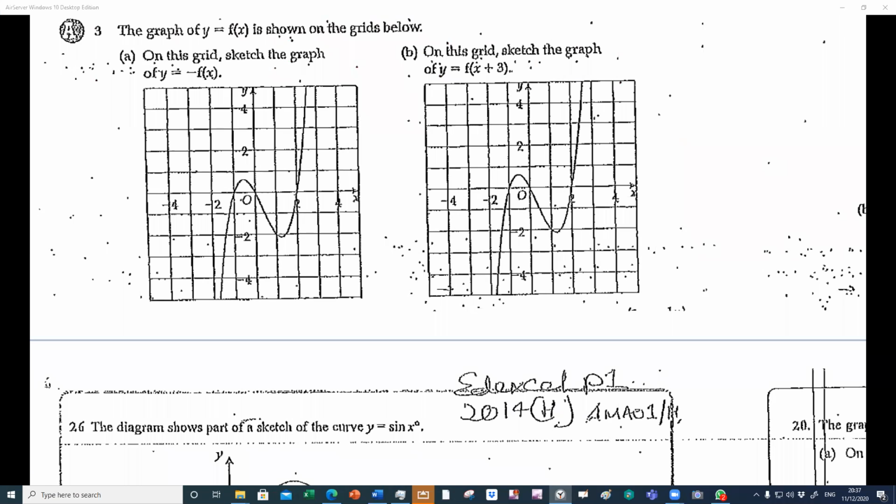Okay, Ikra, read question 3 for me, please. The graph of y equals f(x) is shown on the grid. On this grid, sketch the graph of y equals minus f(x). Okay, so let's have a look. So what's the modification to the original function? Minus. Minus on the outside now.